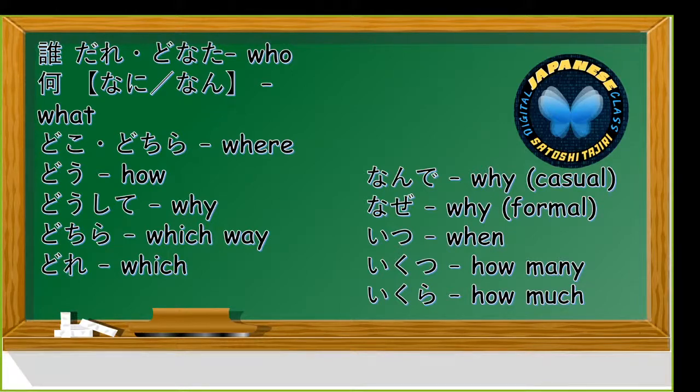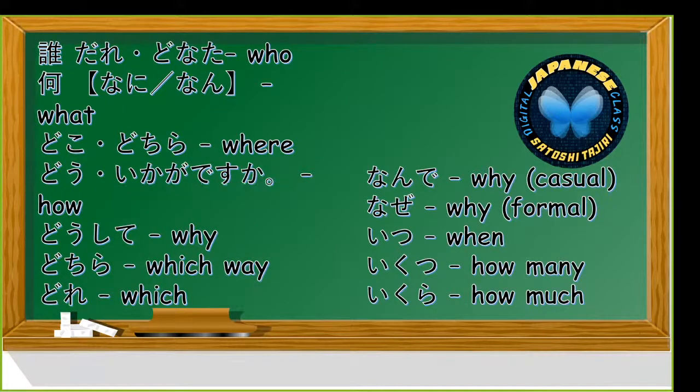Then we have our do, which is how. It has a polite version, ikaga. Ikaga desu ka, but this is very polite. So for example, Nihongo wa ikaga desu ka? Let me show you the meaning. You can also use this one to offer something else. So for example, kohi wa ikaga desu ka? How about coffee? Like saying that, ikaga.